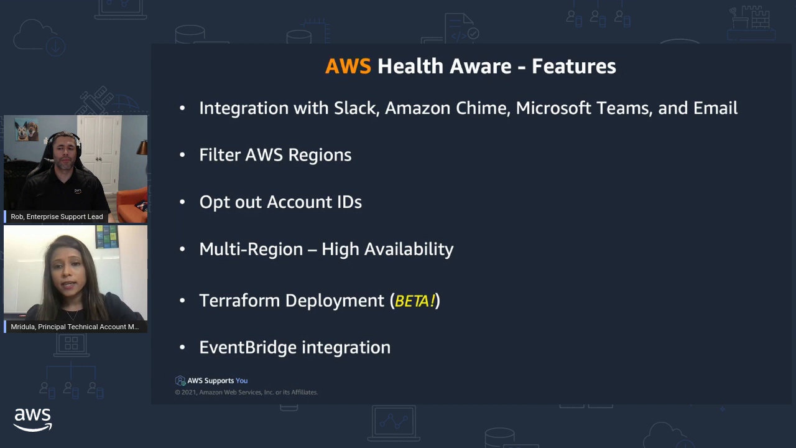With AHA, you get the ability to filter on specific AWS regions and focus on the regions that you are running your workloads on. And additional noise filtering capabilities to opt out the account IDs are also available for customers who want to focus on accounts such as production versus non-production. AHA can also be deployed in a multi-region setup to ensure high availability. Now, we understand that customers have various preferences when it comes to deployment. Hence, customers can choose between Terraform or CloudFormation to deploy AHA.